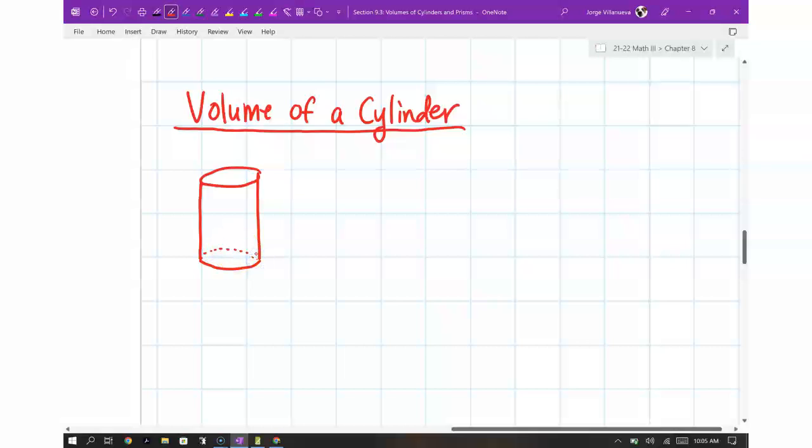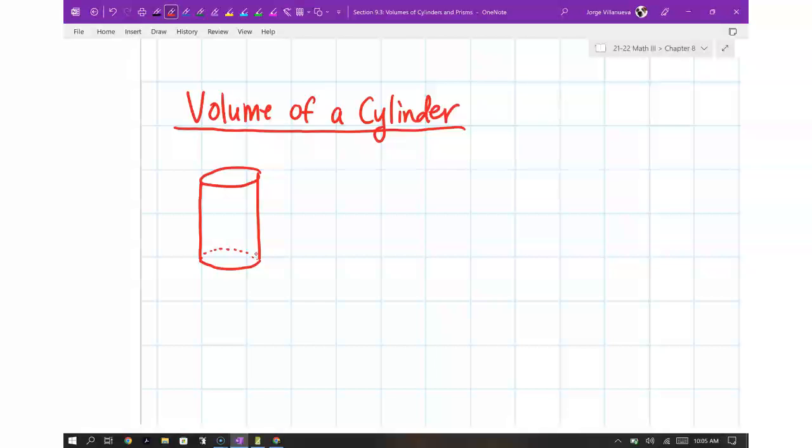Now you notice how I stand it up, okay? I keep the circular bases on the ground and up on top. Sometimes you'll see some pictures where they put them sideways. So I would recommend that you, in your head, turn them back around, or redraw them so that the circles are on your base.